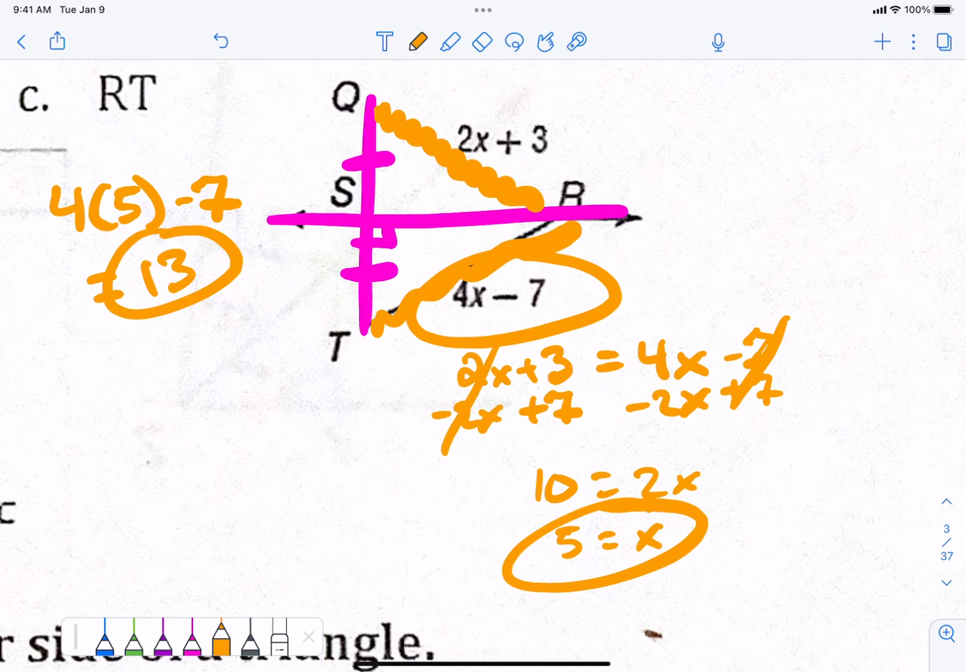Good? X was 5. Plug it back in. You get 13 for RT. Good? All right, couple more things.